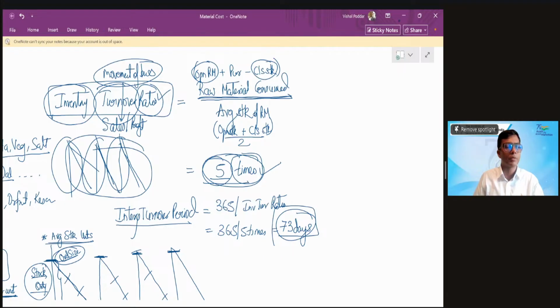I hope this is clear. Students, are you getting this concept of turnover ratio? Should we proceed?